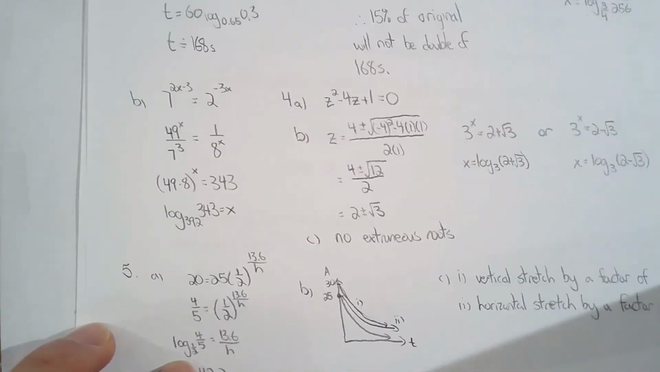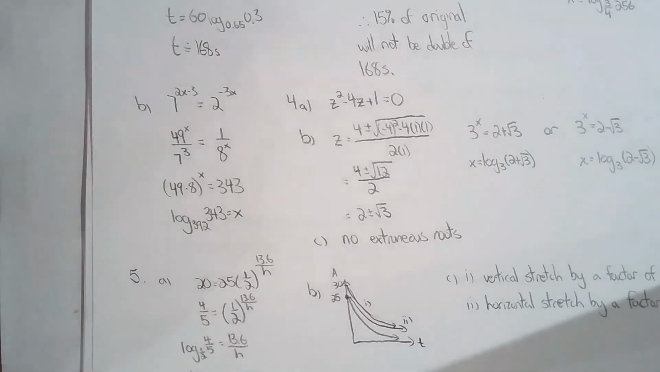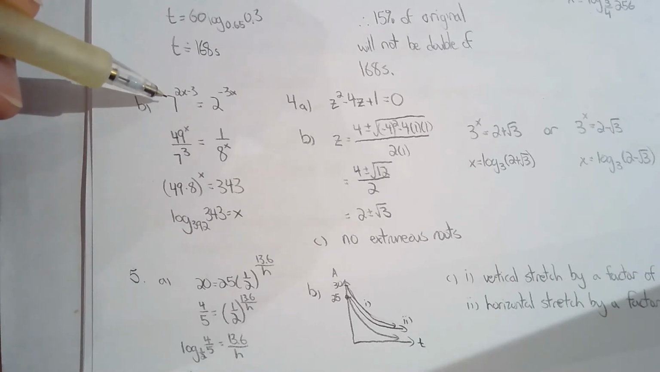So 3b is very much the same as 3a, basically the same strategy. Just really make use of your exponent laws from grade 9.